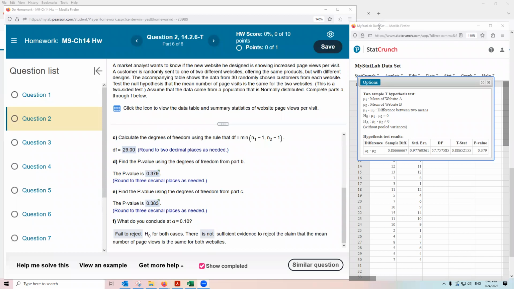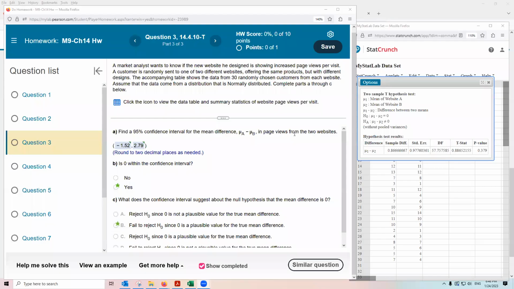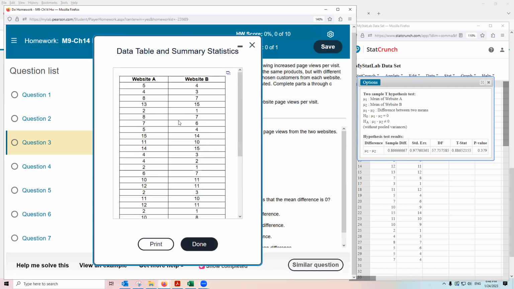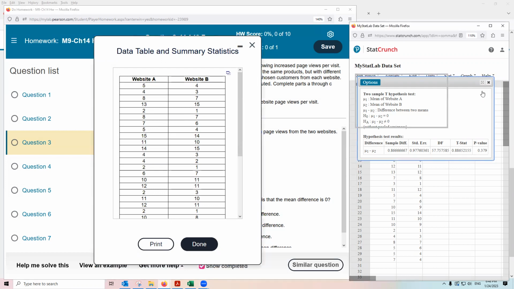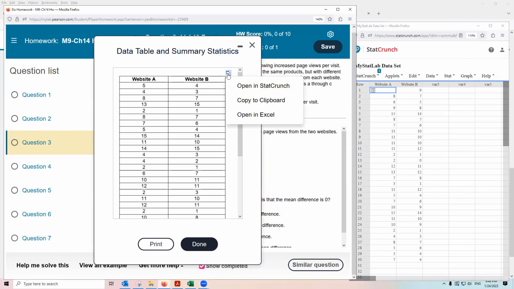All right, let's take a look at another example. I'm coming here to number 3. So this is a similar kind of question. Again, let me open up the data table here. Again, they're showing me the number of visits to website A and website B for 30 different samples. I'm going to open this up in StatCrunch because I think it's a different data set than I had earlier. So I've got to open this in StatCrunch.